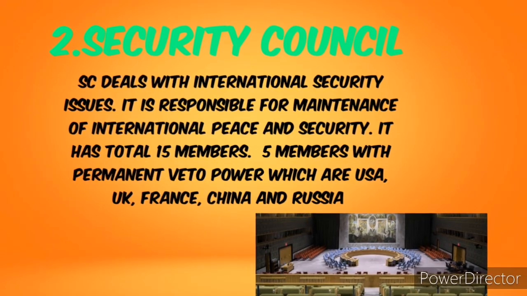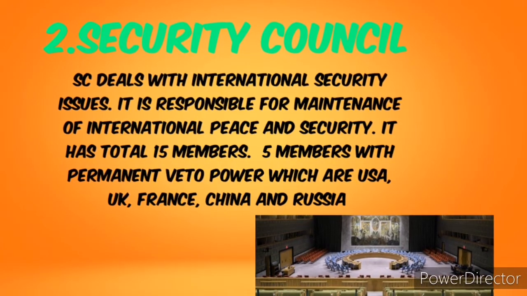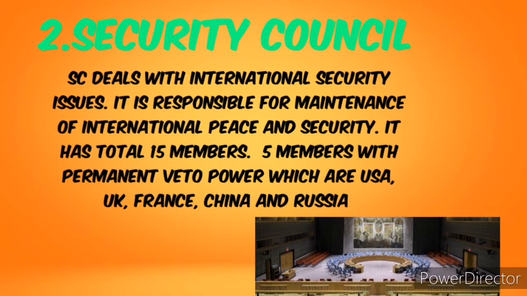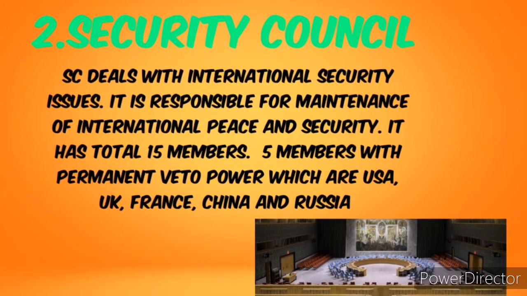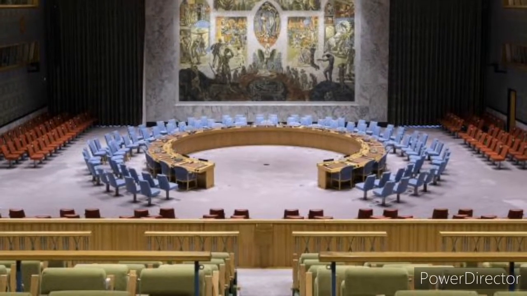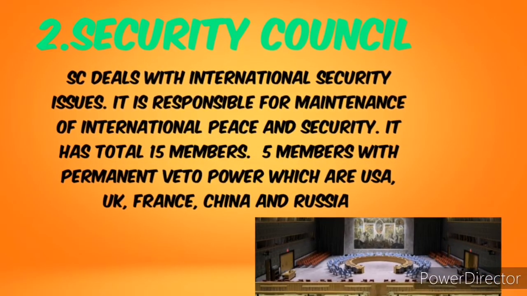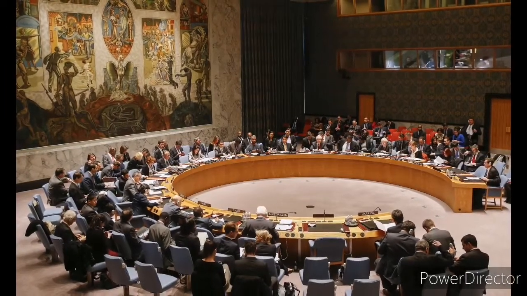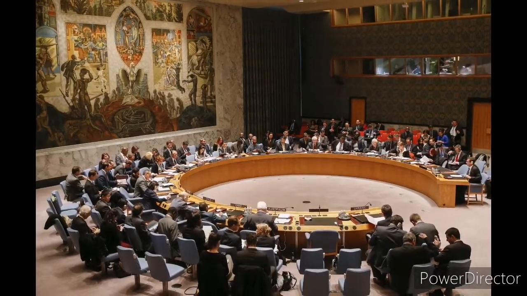Number 2. UNSC. It is abbreviated as United Nations Security Council. The United Nations Security Council deals with international security issues. It is responsible for the maintenance of international peace and security. It has a total of 15 member states. 5 members with permanent veto powers, which are America, UK, Russia, China and France. 10 member states out of 15 are non-permanent and elected for 2 years by the United Nations General Assembly.